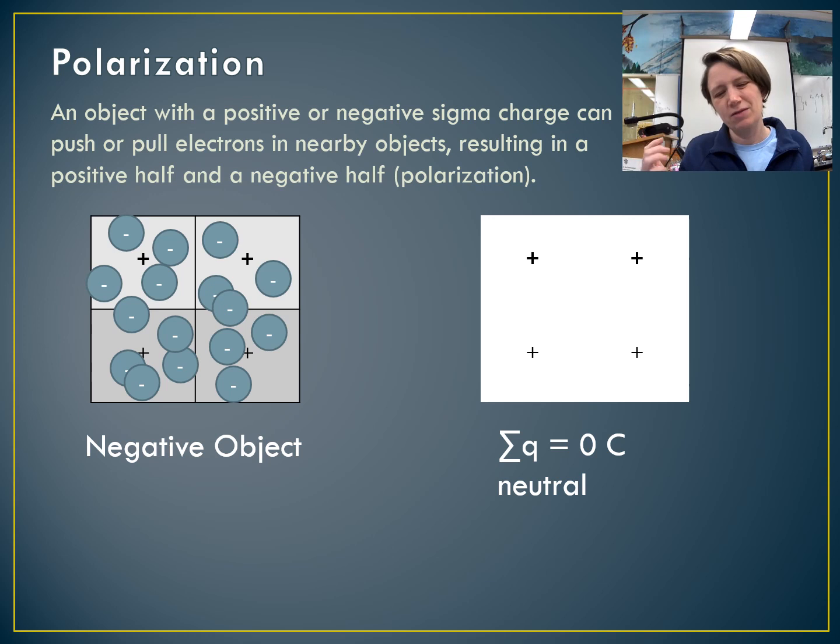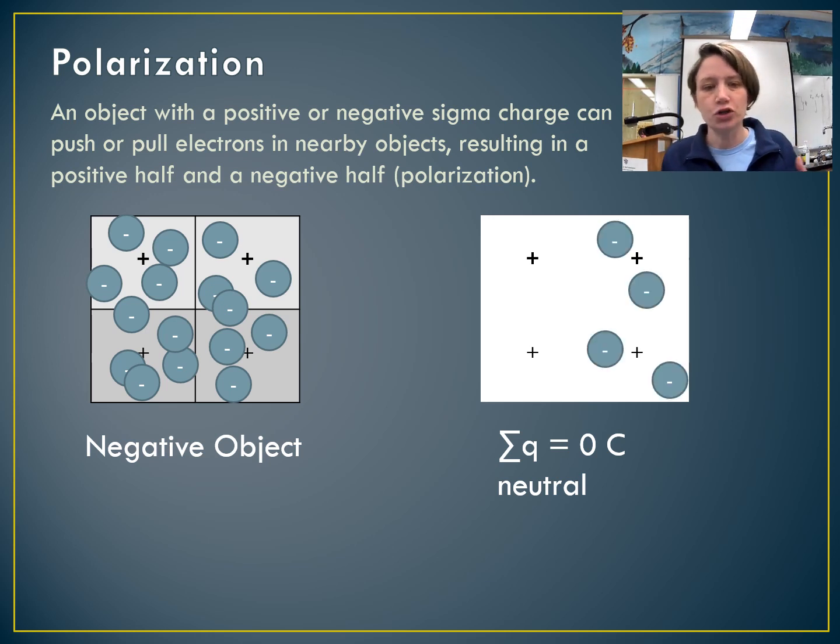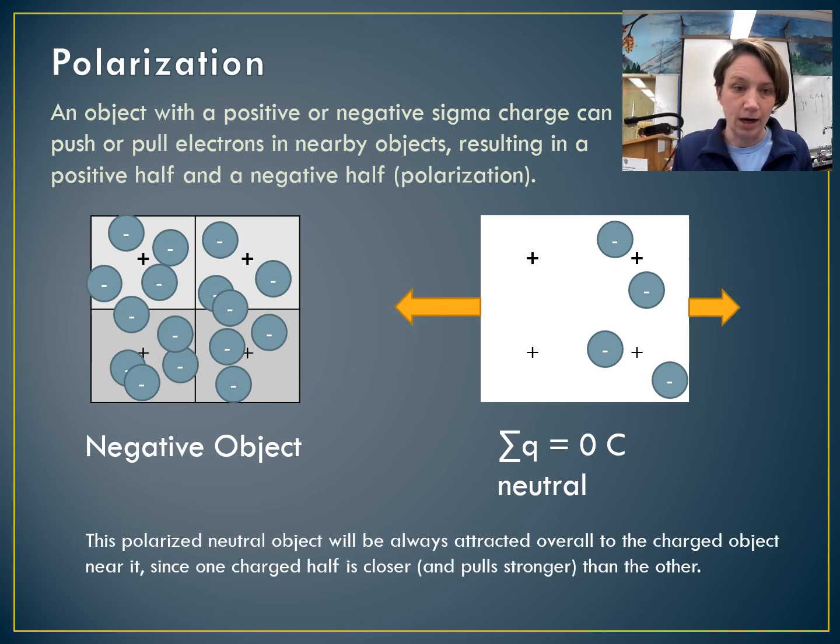That means the protons, even though they're kind of attracted, don't get to go anywhere. But the electrons in this object, and I've drawn it like a conductor, right, so they can actually move anywhere they want, end up being pushed away from that other negative object, and they all kind of pile up on the right side of this object. Now you can see the object is still neutral. There are still 4 positives and 4 negatives, but it has a positive half and a negative half, and that is called polarized.